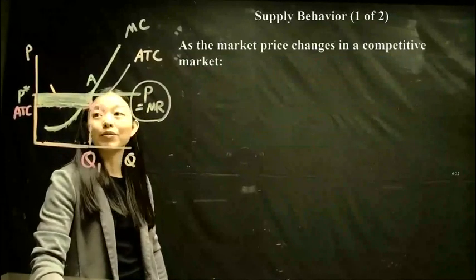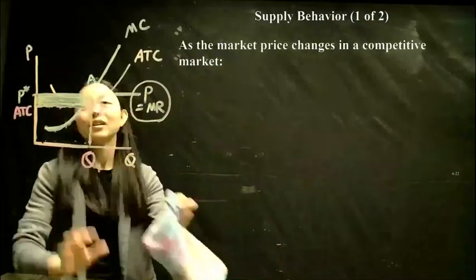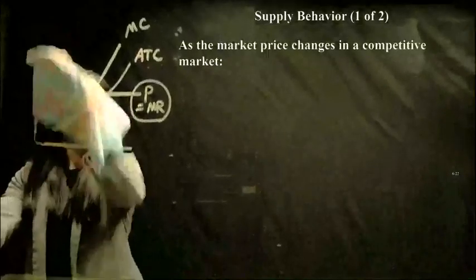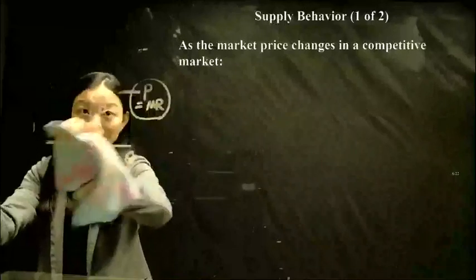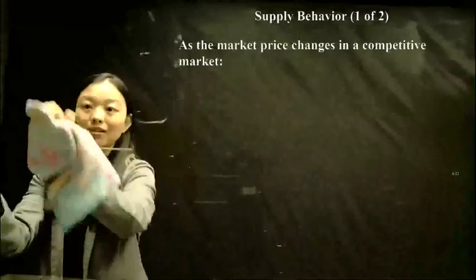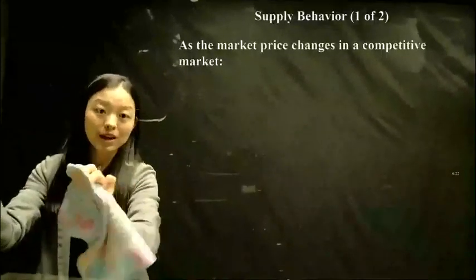Now let's see from the supply side. Here we just finished the demand side, and we also talked about the output of the firm to maximize profits. Now let's move on to talk about the supply side.